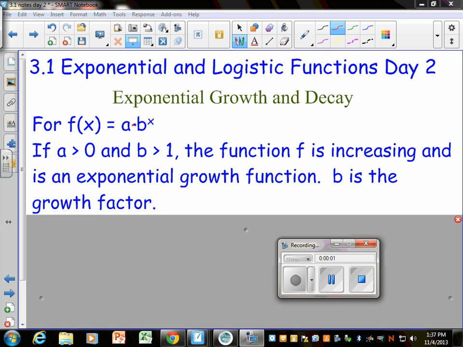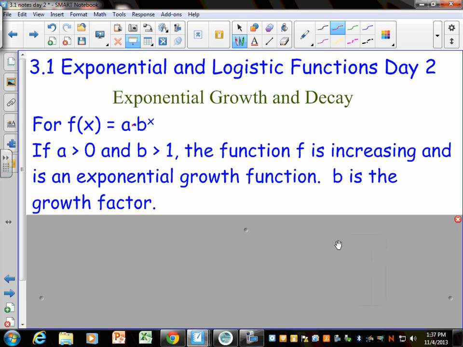I hope after doing those problems, and the one on the homework quiz where you write the equation, that you feel comfortable with this formula now. a times b to the x is our exponential formula, where a is your initial value, b is your, what do we call that? The base.